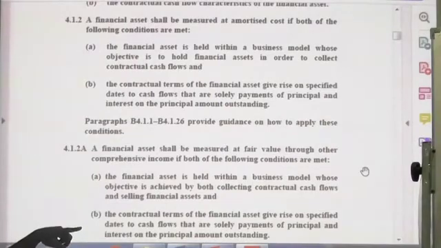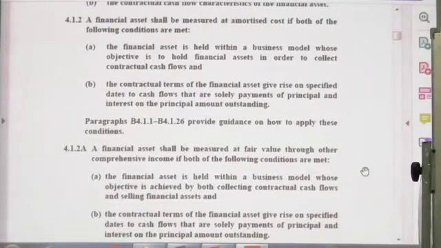See on the whiteboard, you have the amortized cost classification in only one place. That place was SPPI and hold to collect. Agree? A financial asset shall be measured at amortized cost if both of the following conditions are met. Number 1, the financial asset is held within a business model whose objective is to hold financial assets in order to collect contractual cash flows.